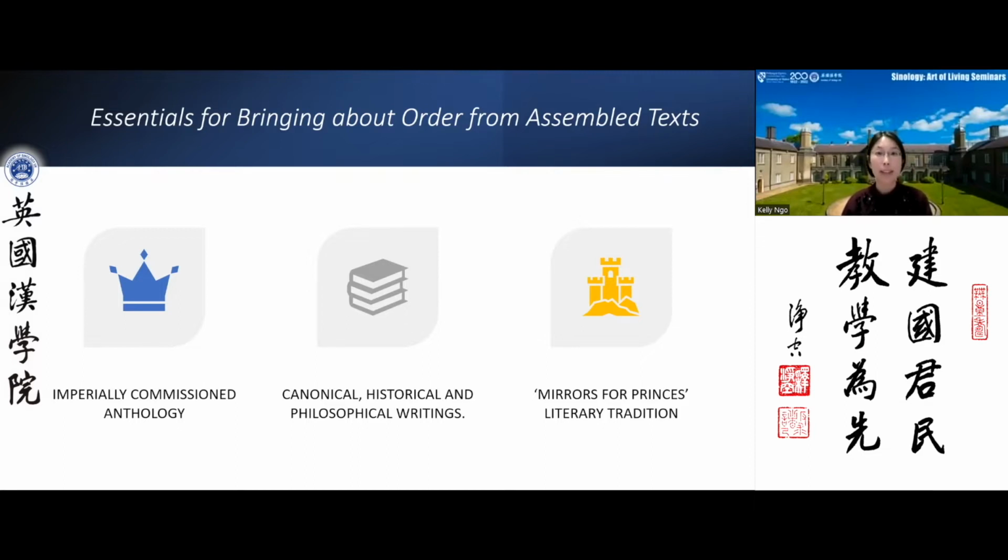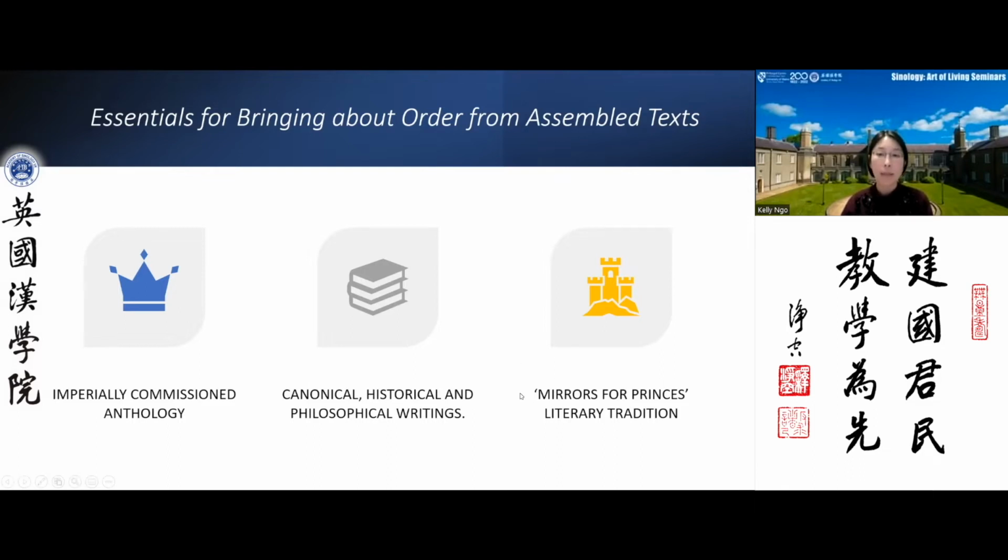So as the name suggests, Essentials for Bringing About Order from Assembled Texts, it's an anthology, and it's an imperially commissioned anthology by Emperor Taizong himself. It contains extracts from pre-existing literature that span 3 out of the 4 traditional bibliographical classifications of Chinese literature, and that would be the canonical writings, the historical writings, and the masters, also called the philosophical writings. And there are 68 sources altogether.